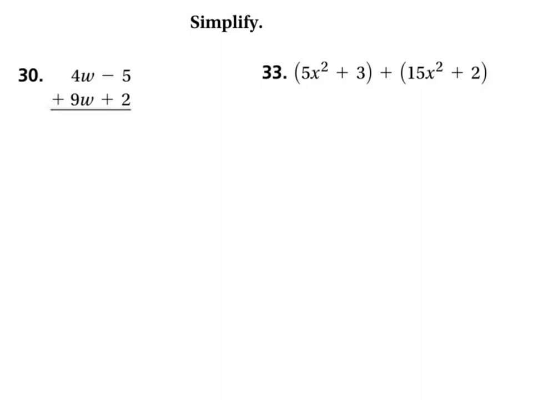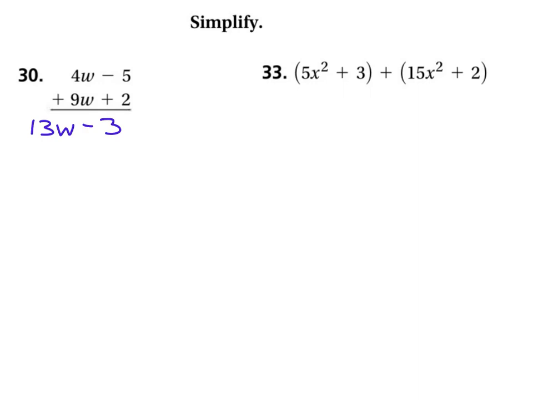Okay, we're simplifying these, and essentially what we're doing is we are combining like terms. So for this first one, number 30, we've got 4w minus 5 plus 9w plus 2. And you can kind of visually see, because of the way that they stack them vertically, that we are adding together the w terms. 4w and 9w is 13w, and negative 5 plus 2 is negative 3. So 13w minus 3 is the result of this.